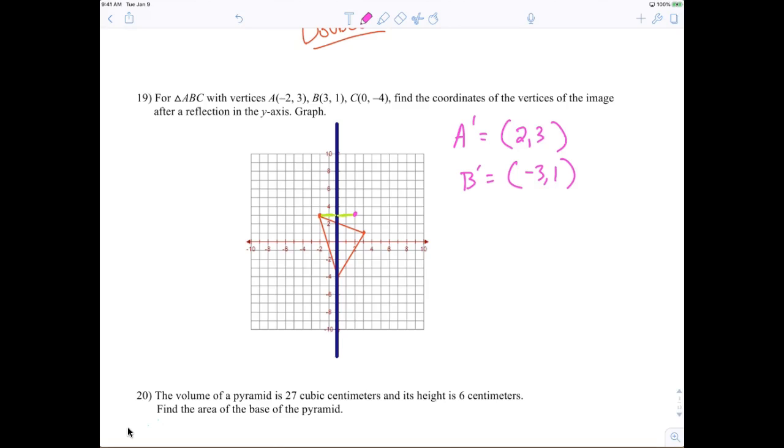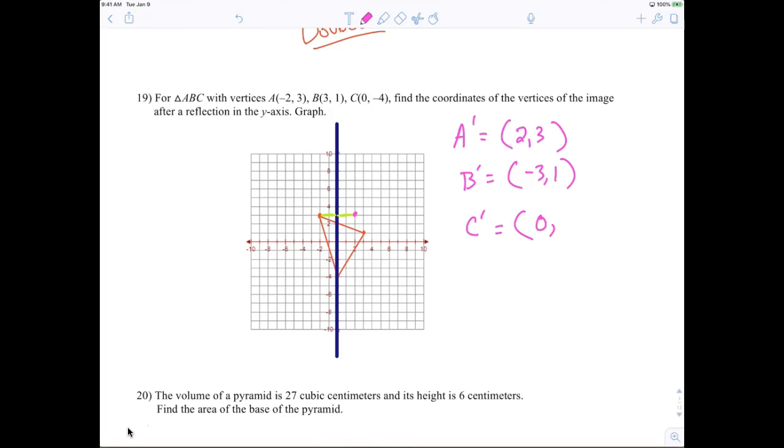So now I'm going to ask you about the C coordinate, and everybody in here should be able to tell me what the answer is. Remember, you're not writing the answers down. You're telling me what the answer is. All right? So C prime, everybody should be able to tell me that that's going to be what?